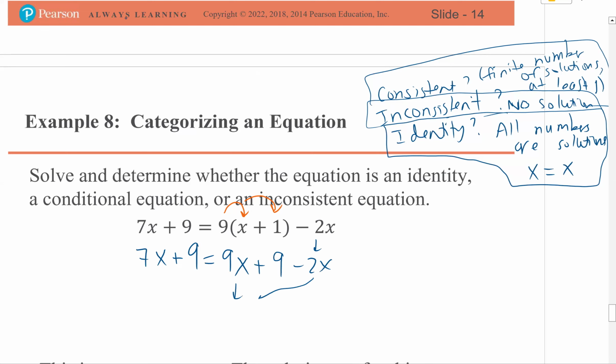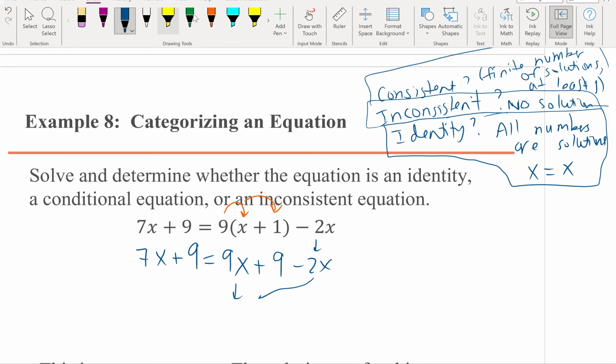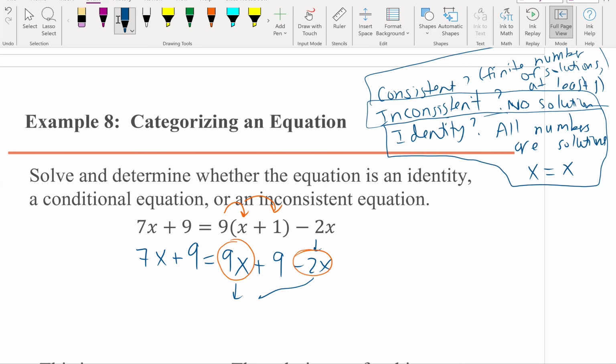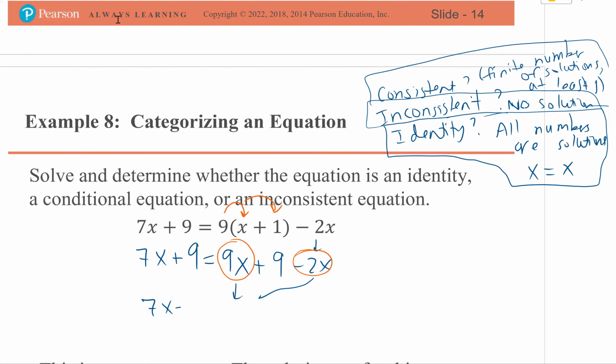Before I do any moving, I'm just going to combine the like terms I see that are on the same side of the equation. 9x minus 2x, those can be combined. On the left side, I've got 7x plus 9, equals 9x minus 2x is 7x. And then I've got the plus 9. It has no like terms to combine with.